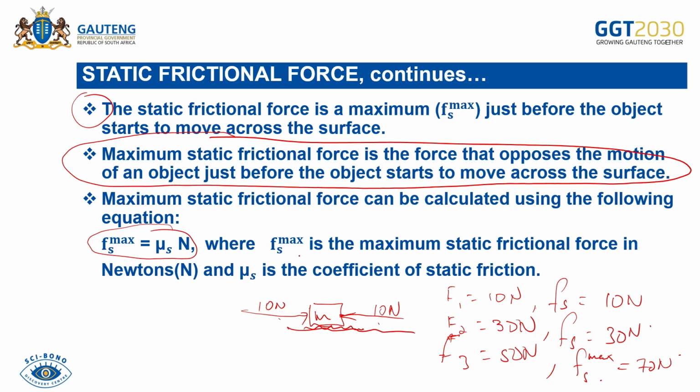Where Fs max is the maximum static frictional force in newtons, mu s is the coefficient of static friction, and n is the normal force. You can see that frictional force and normal force are proportional to each other. So if you increase the magnitude of the normal force, we expect the magnitude of the frictional force to also increase, at constant coefficient of friction. Okay, so I've talked about the static frictional force, and about the maximum static frictional force.